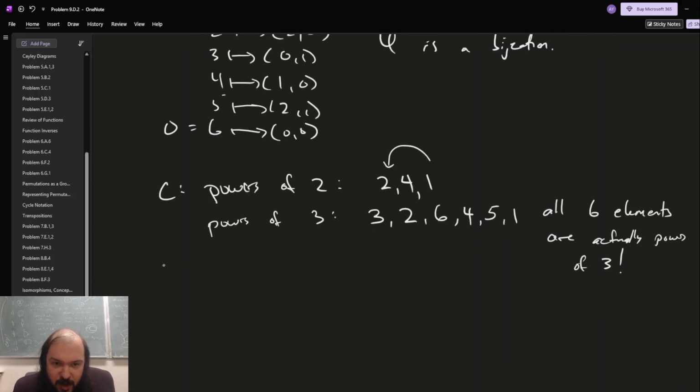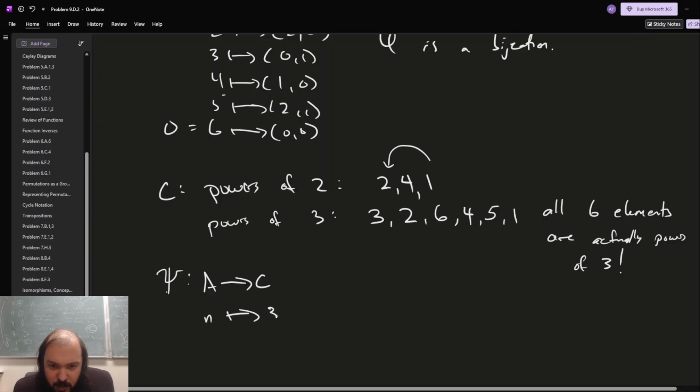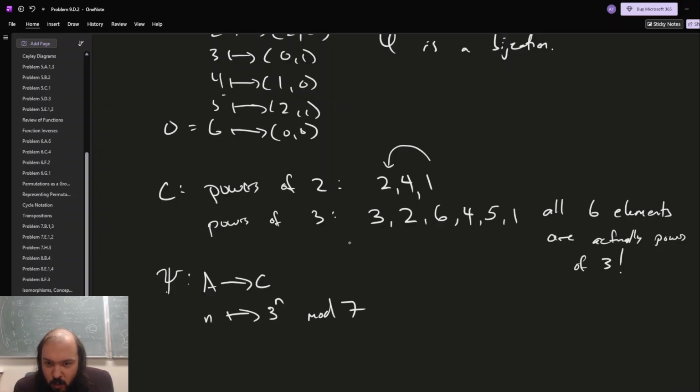This tells me how to define an isomorphism A to C. So we already used the letter phi, so we'll use psi. Psi from A to C goes by sending n to 3 to the power n mod 7. Because 1 will go to 3, 2 will go to 2, 3 will go to 6, 4 will go to 4, 5 will go to 5, 6 will go to 1.